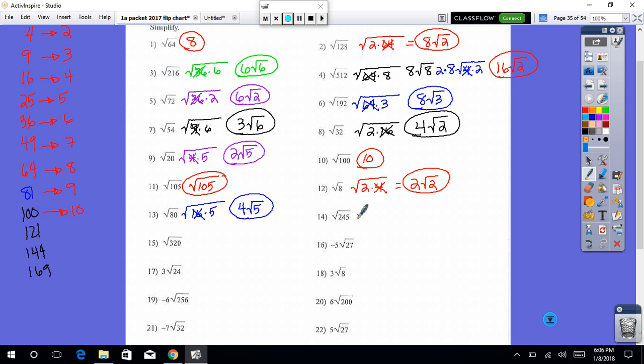Okay, it is divisible, however, by 49. So I get 49 times 5 would give me 245. The square root of 49 is 7, so the answer is 7 square root of 5.